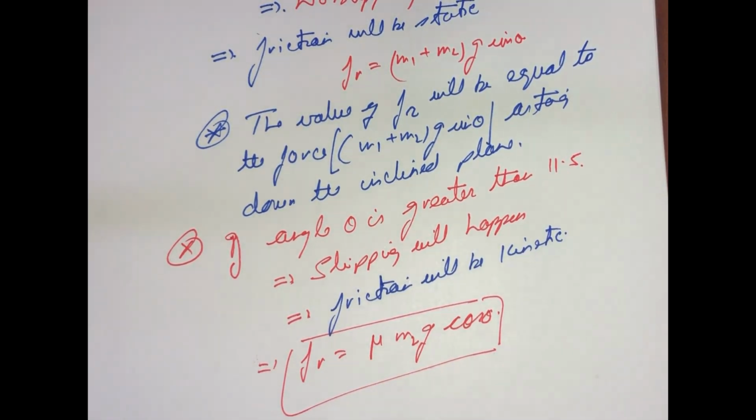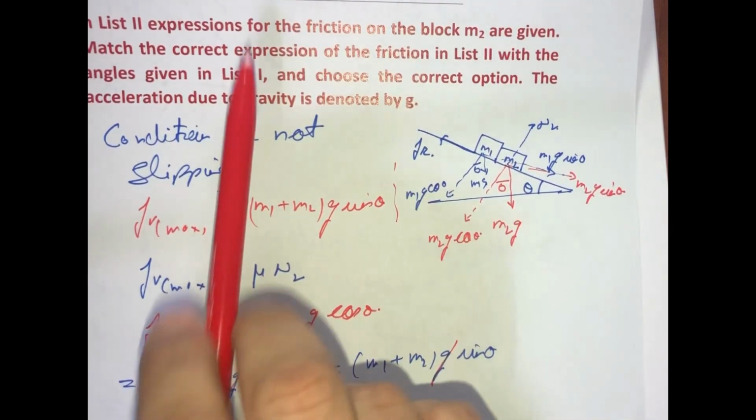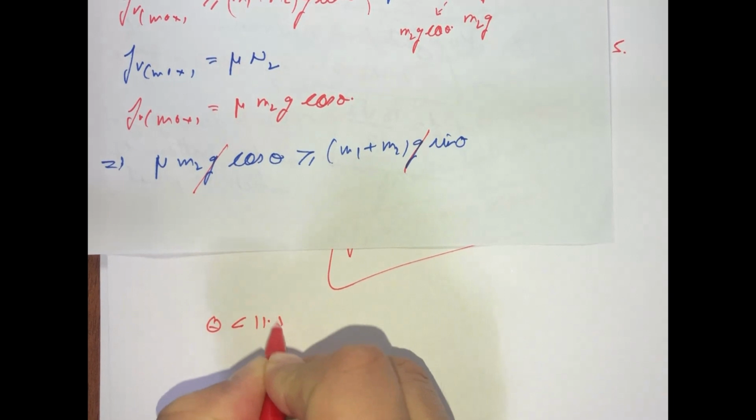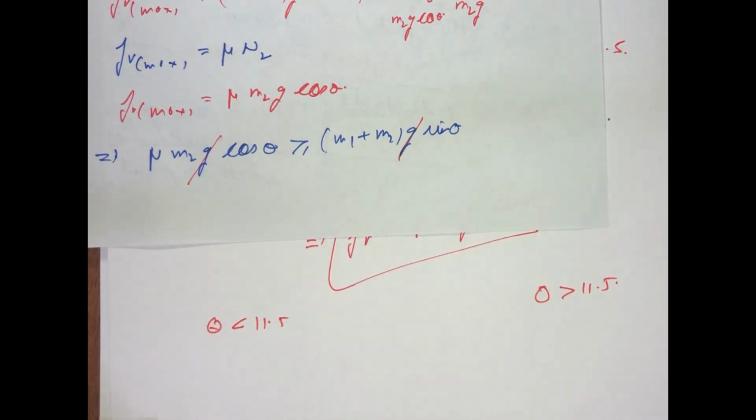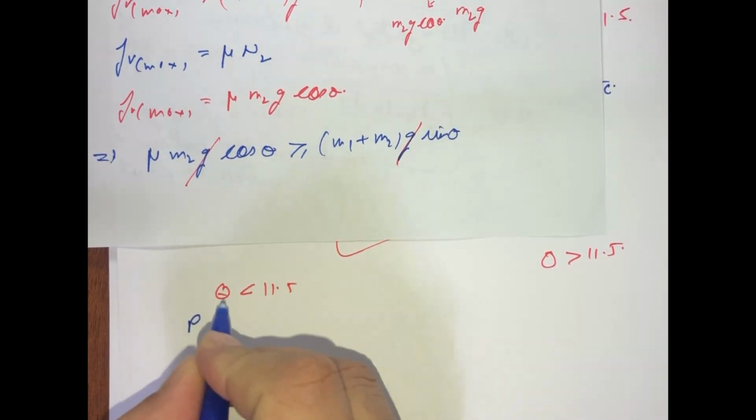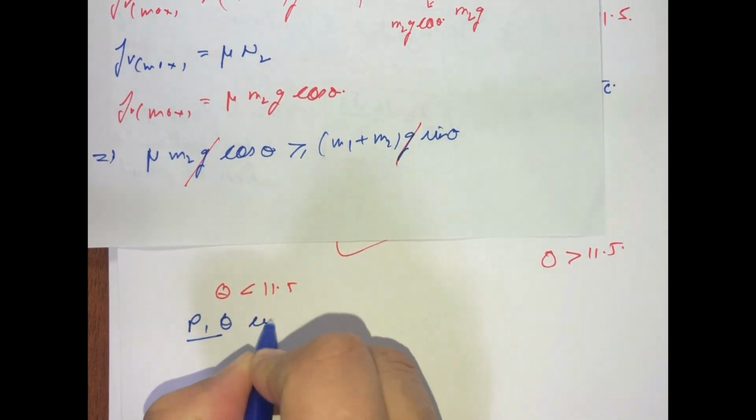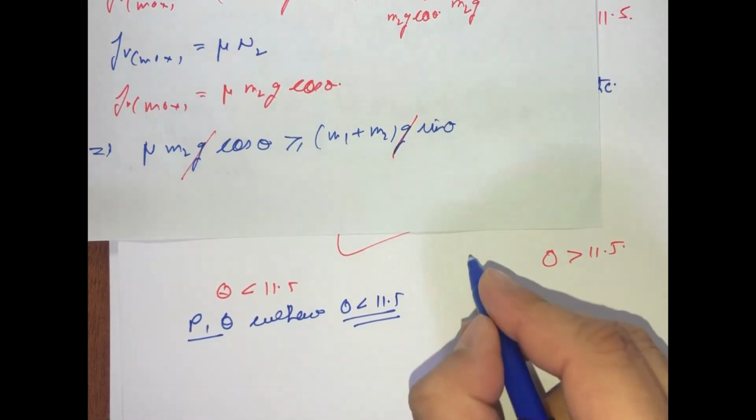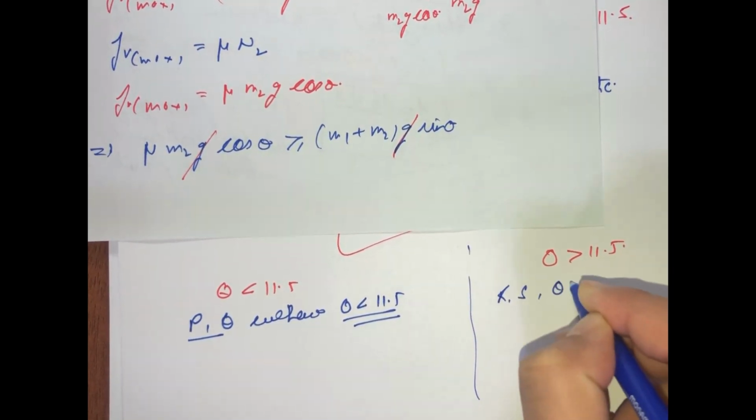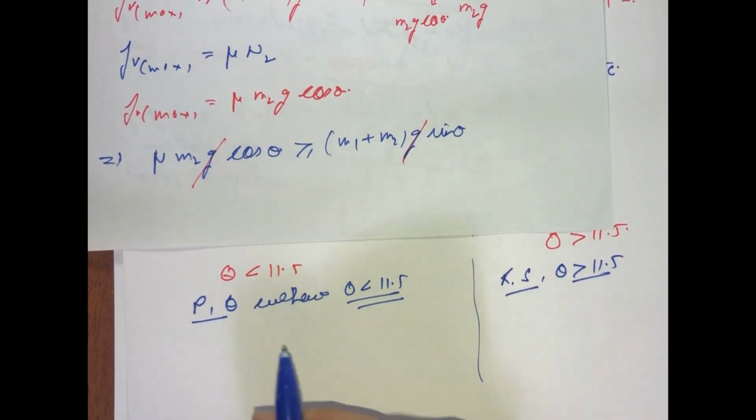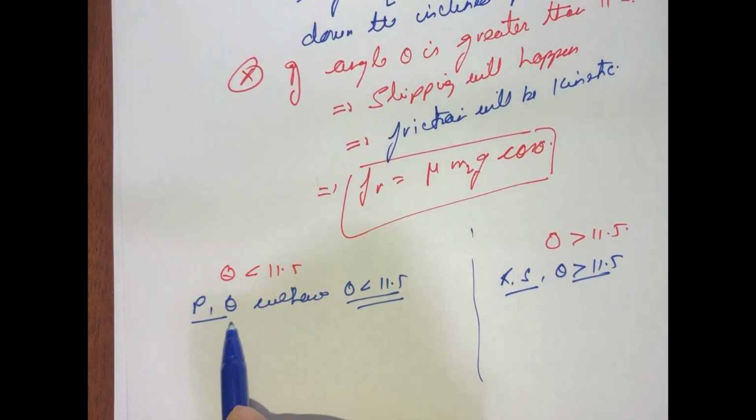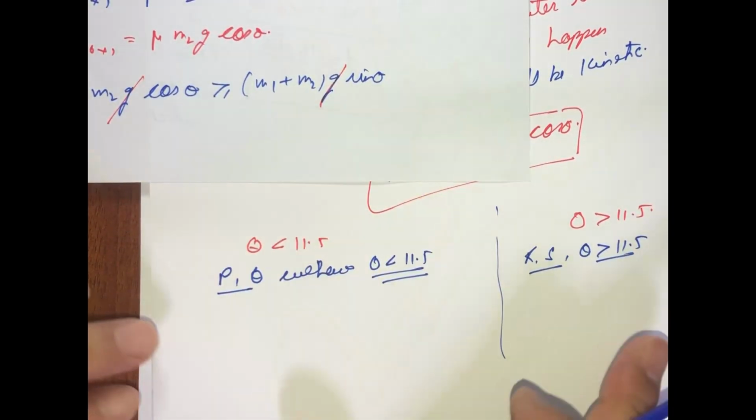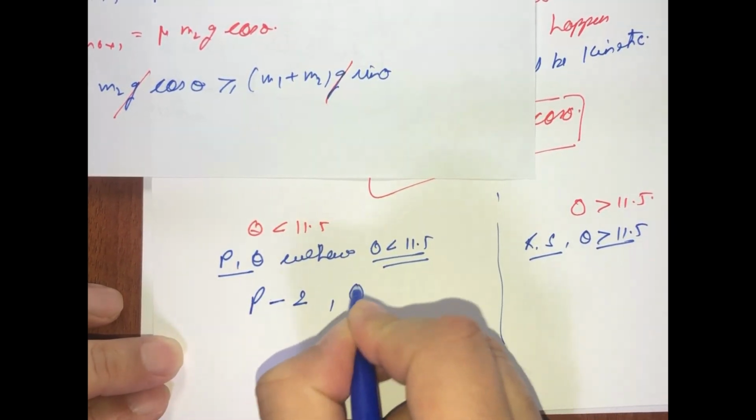Now we come to the options. The entire discussion can be divided into two parts: theta less than 11.5 and theta greater than 11.5. For P and Q, theta is less than 11.5. For R and S, theta is greater than 11.5. Therefore, for both P and Q, if theta is less than 11.5, then the friction is (M1 plus M2) g sin theta, which is option number 2. So P is option 2, and Q is also option 2.